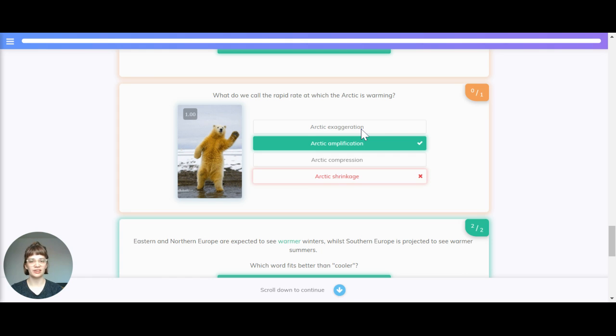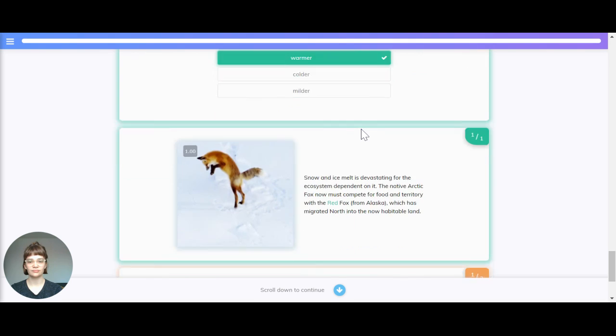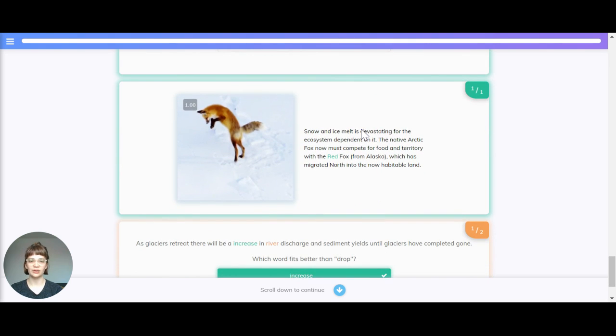What do we call the rapid rate at which the Arctic is warming? We call this Arctic amplification. Snow and ice melt is devastating for the ecosystem dependent on it. The native Arctic fox must now compete for food and territory with which kind of fox from Alaska, which has migrated north into the now habitable land? The correct answer is the red fox.